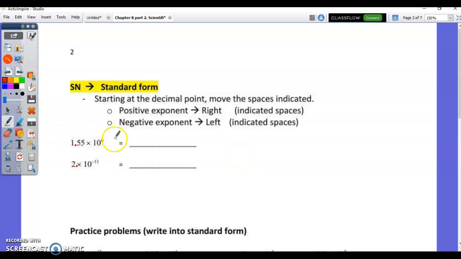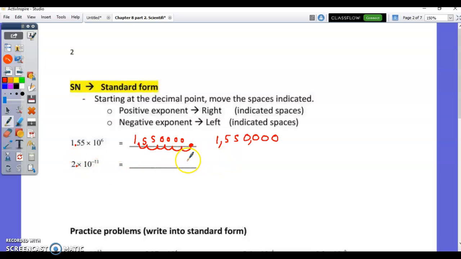So if I have 1.55, I need to move this 6 spaces to the right. So 1, 2, 3, 4, 5, 6. Put a decimal point there. And these spaces I'm filling with zeros. So my number is 1, 5, 5, and then 1, 2, 3, 4 zeros. And then I'd start back from my decimal point. Every 3 I can put a comma. So you can see that that number, written in standard form, is 1,550,000.